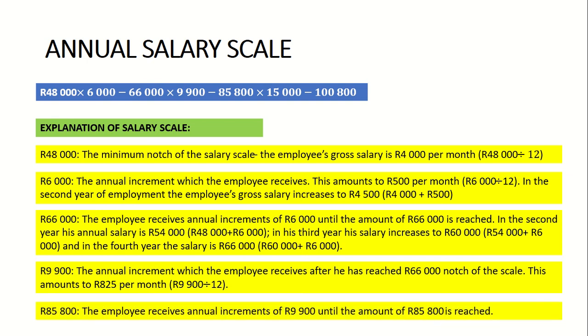until your salary reaches 85,800. Until your salary reaches 85,800, your increments will now change from 9,900 to 15,000, and the maximum salary that you can earn in this company will simply be 100,800.